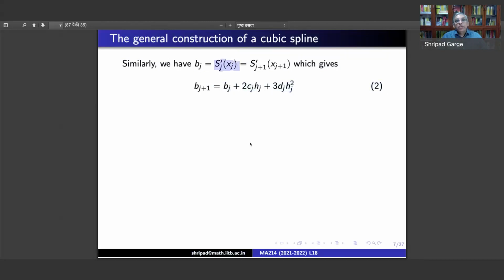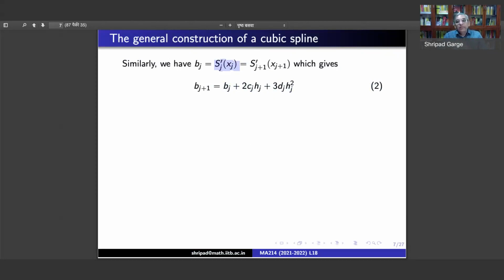So therefore we should have bj plus 2 cj hj plus 3 dj hj square. I have told you just now how to compute the derivative of sj. And if you put for x the point xj plus 1, then we have xj plus 1 minus xj, which we have defined to be hj.